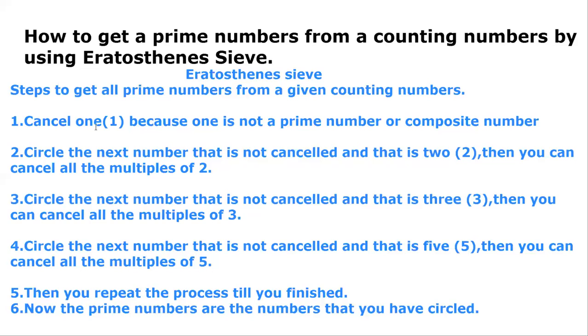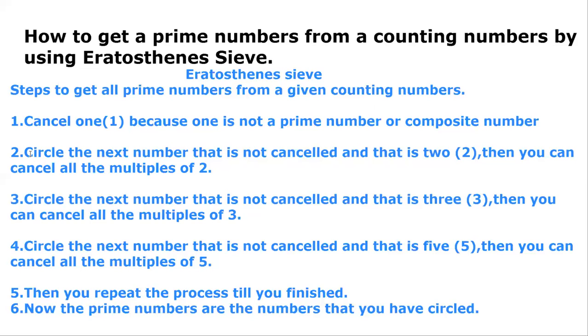Remember, I said a prime number is a number with only two factors. Composite numbers are numbers with more than two factors. But 1 has only one factor, which is 1. So it is neither a prime number nor a composite number. So the best thing you have to do is cancel 1.